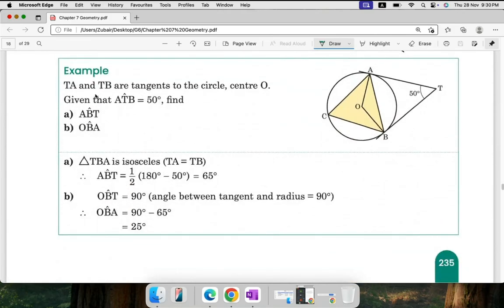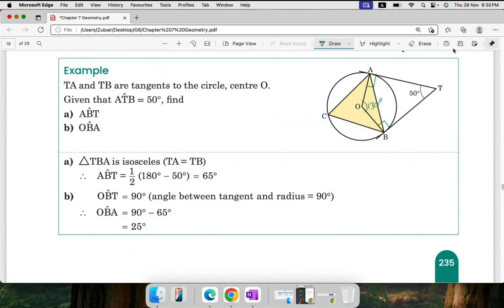Solved example: TA and TB are tangents to circle center O. TA, we can see that, TB, we can see that. So OAT is 90, OBT is 90, and because this is a four-sided figure, the sum of angles is 360. So 90 plus 90 is 180, so we are left with 180 again. So 180 minus 50 would be 130 at the center.